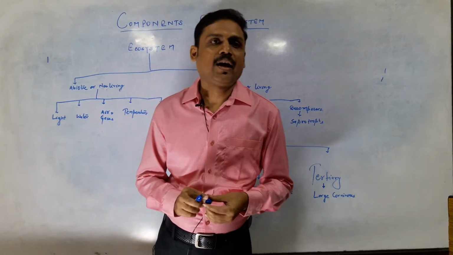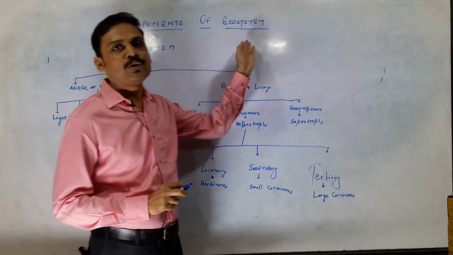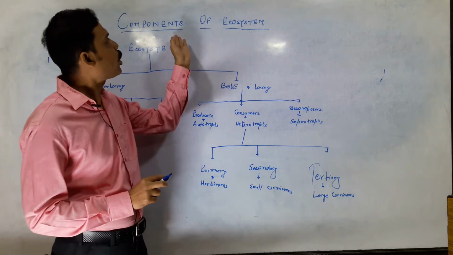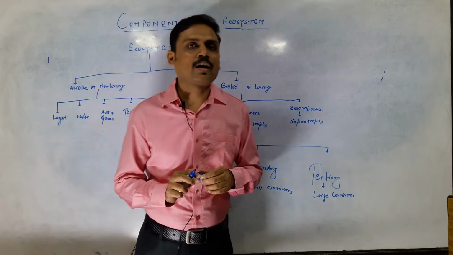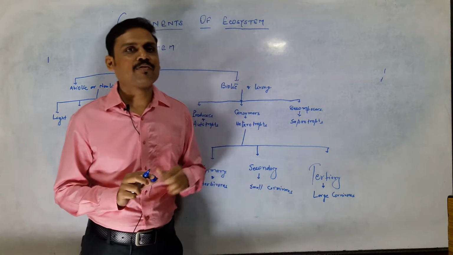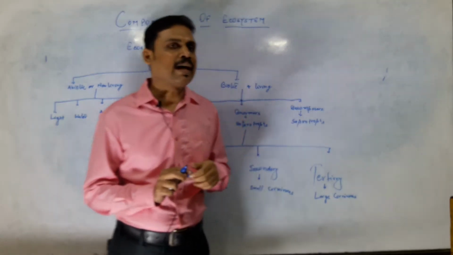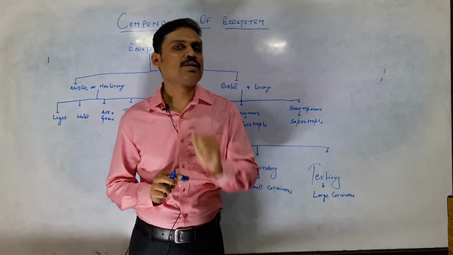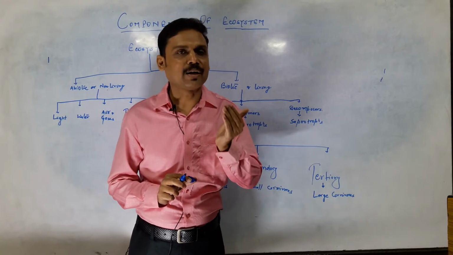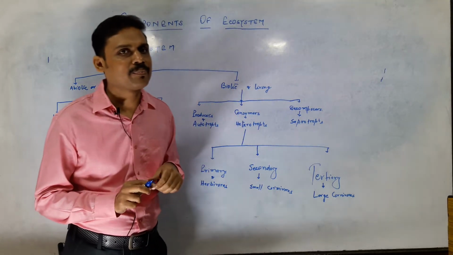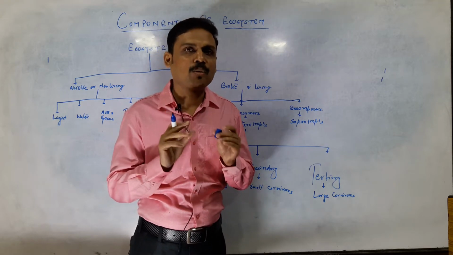Welcome back, friends. As I told you earlier, now we are going to discuss the structure of ecosystem, also known as the components of ecosystem. As you all know, ecosystems are composed of what? They are composed of a community of living organisms and the physical environment. That is, there are two major components of an ecosystem. The first is the living organism, and the second is the environment, that is the air, water or soil. Now these are the two major components of an ecosystem.